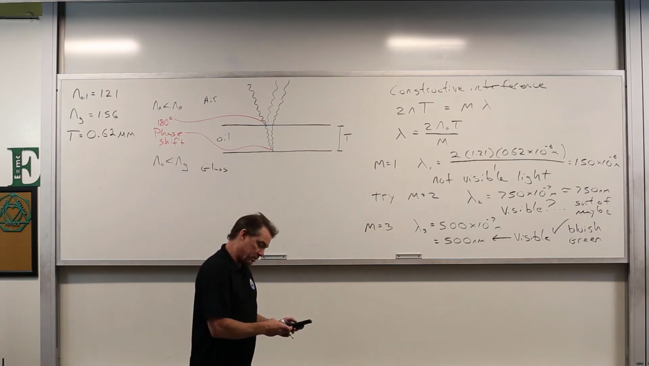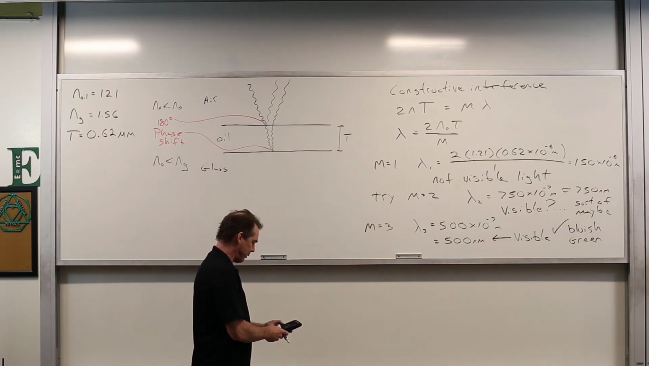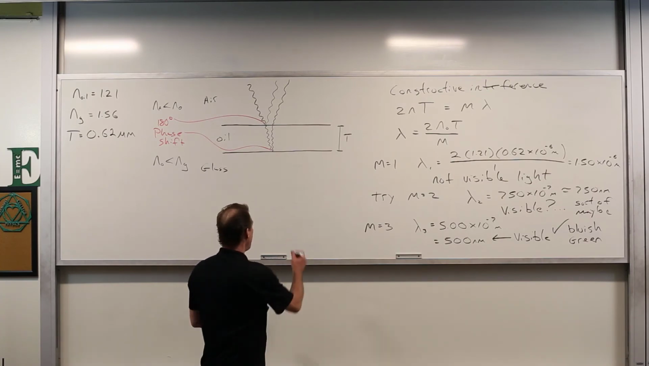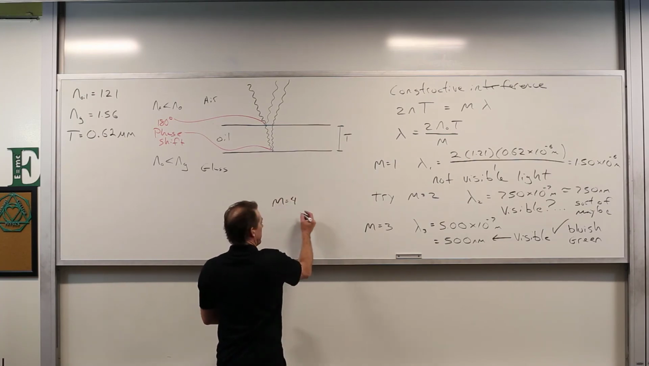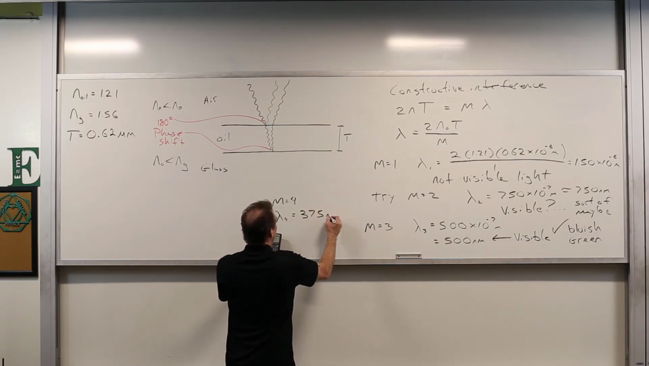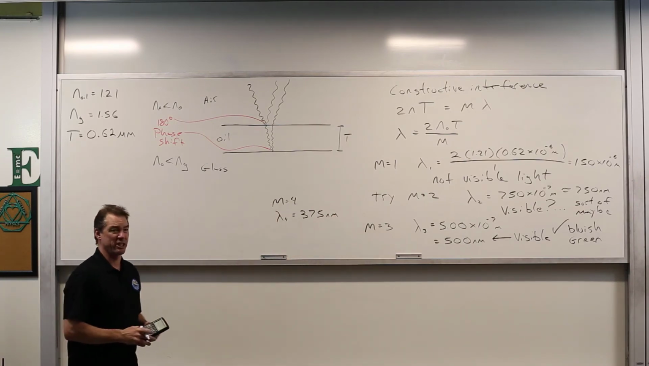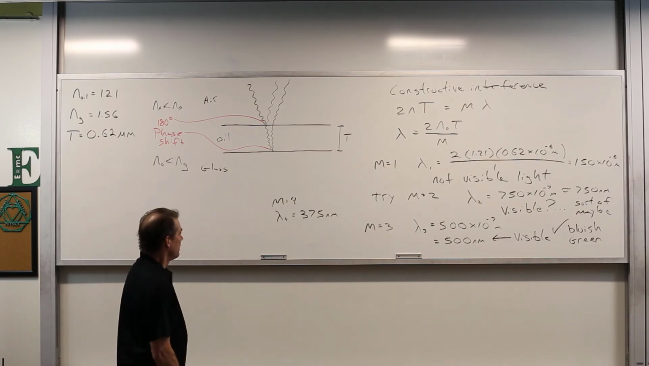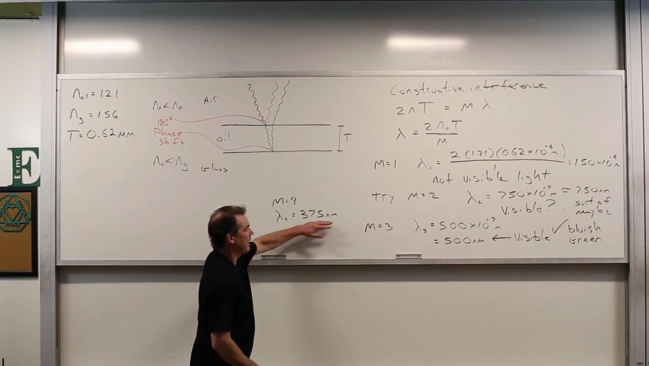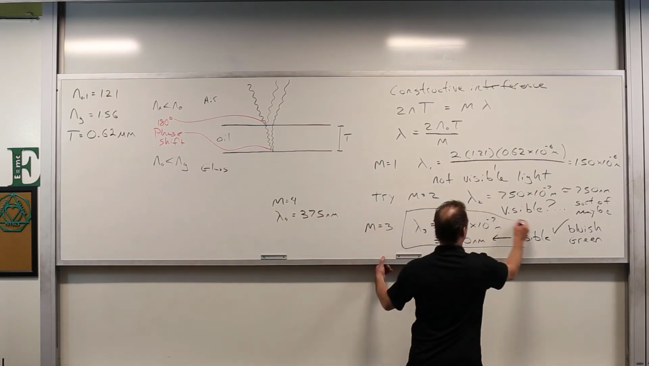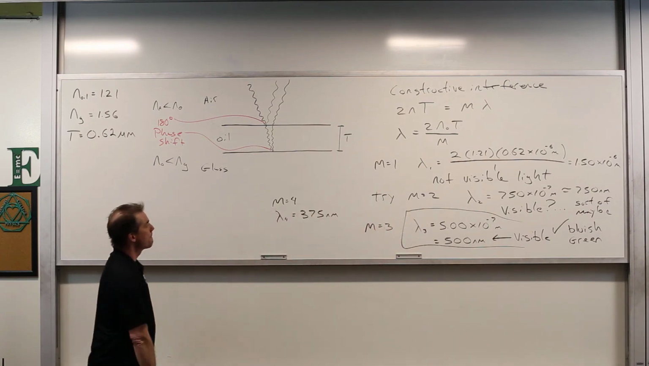Well, let's see if there's any others, because sometimes you can have multiple wavelengths that are interfering. Usually, we'll try m equals 4. We get lambda sub 4 is equal to 375 nanometers. It's getting into the ultraviolet region. Chances are you don't see that. It's pretty ultraviolet. Anyways, we go with this one right here. Definitely visible region.